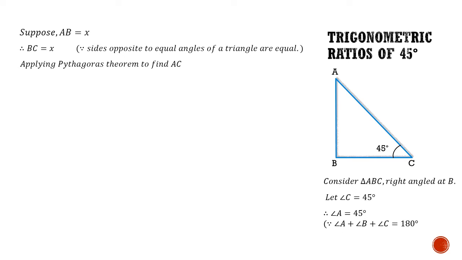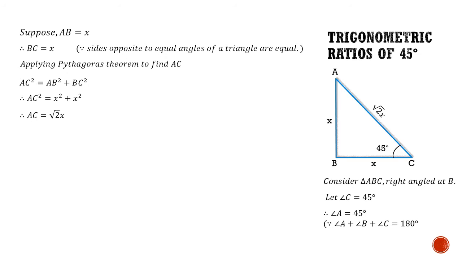And of course, we will be able to find the value of AC by applying the Pythagoras theorem. And that's how we get the value of AC. Once we get this value, just put it here on the triangle, which will ease the process of finding the values of the trigonometric identities.